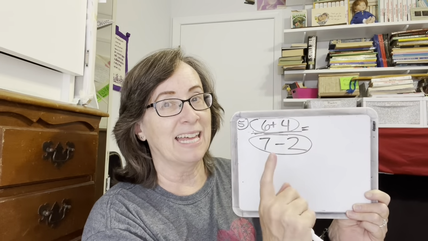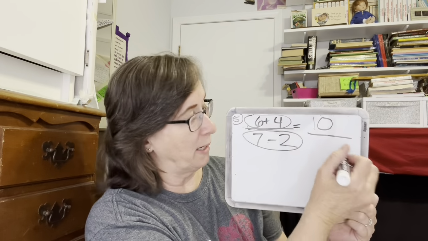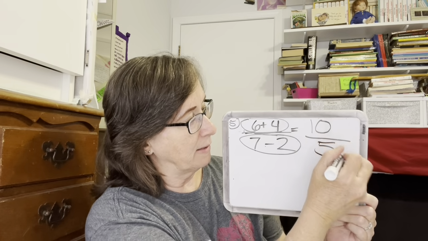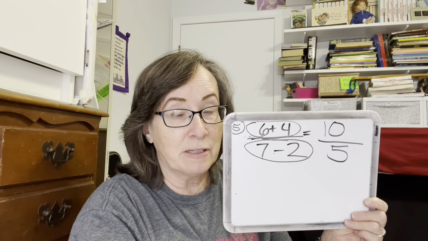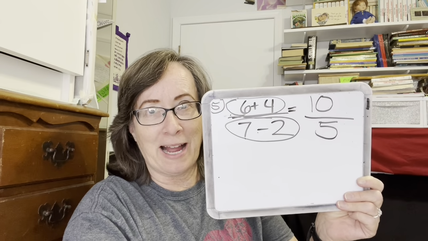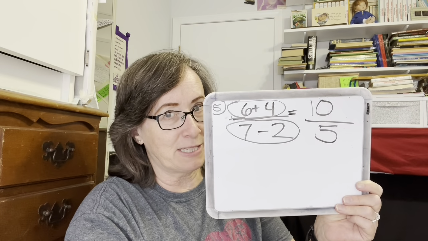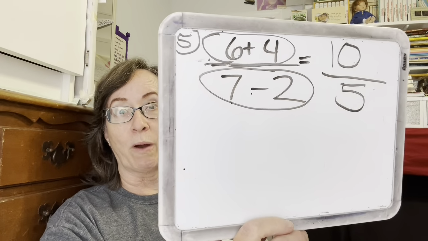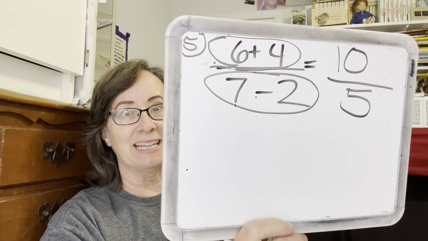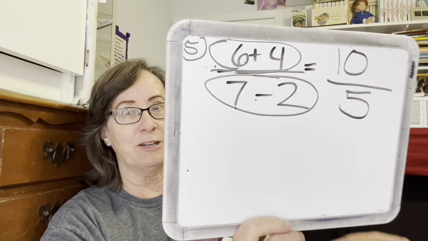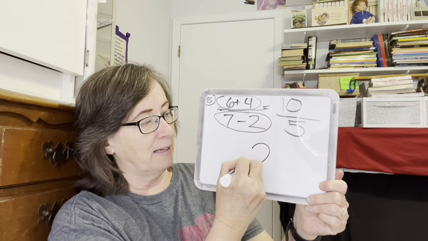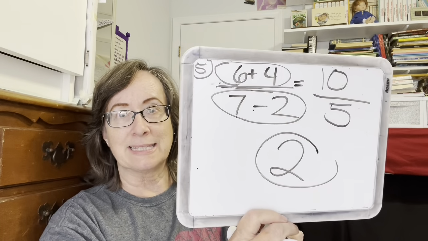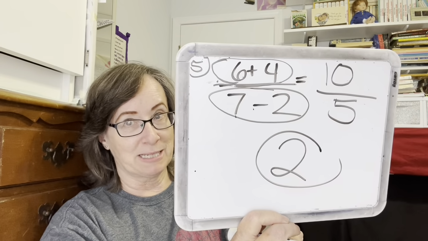Okay, 6 plus 4 is 10. 7 minus 2 is 5. So anytime you have a big fraction that has a lot of stuff on the top and a lot of stuff on the bottom, you will always figure out what the numerator equals, figure out what the denominator equals, and then divide. But now, I haven't finished because 10 divided by 5 is 2. So I should always simplify. That was number 5.